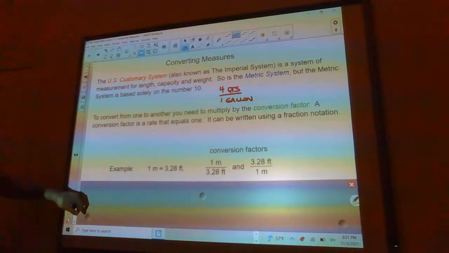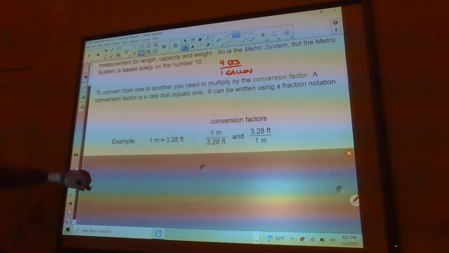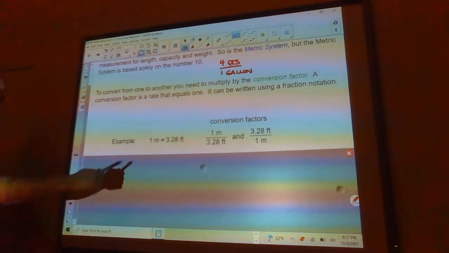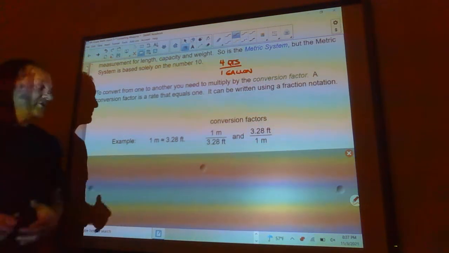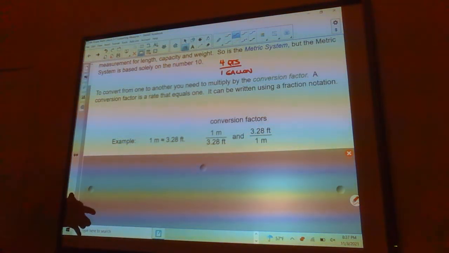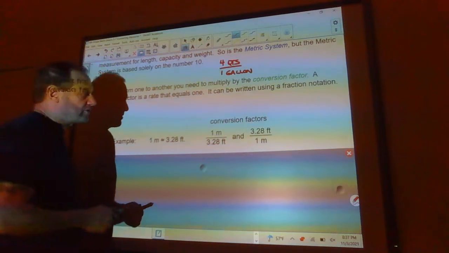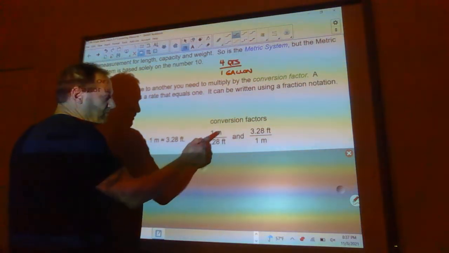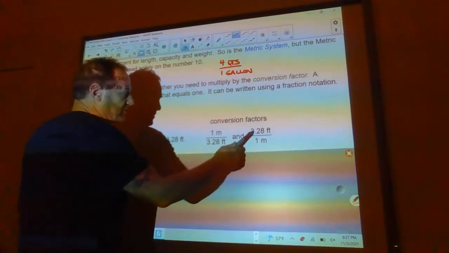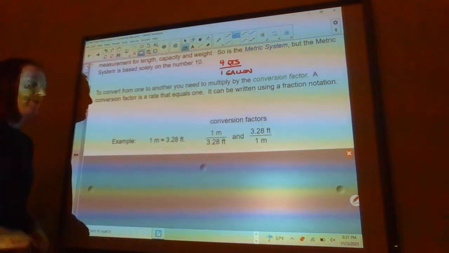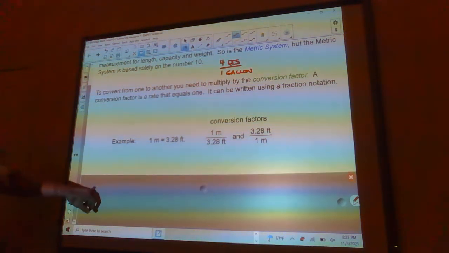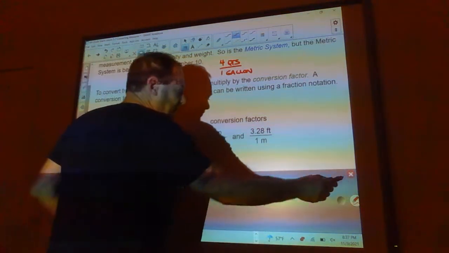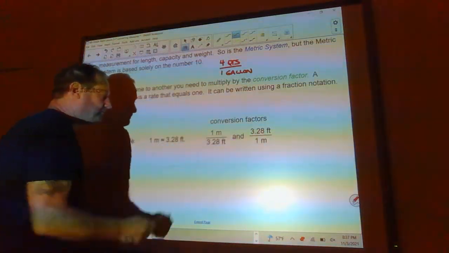Okay, so here we have a conversion factor from meters to feet. 1 meter is approximately 3.28 feet. So you can write it as a conversion factor one of two ways. 1 meter is 3.28 feet, or you can say 3.28 feet is 1 meter. Whichever one works for you. So that's what a conversion factor is.